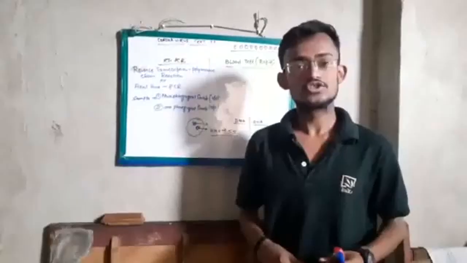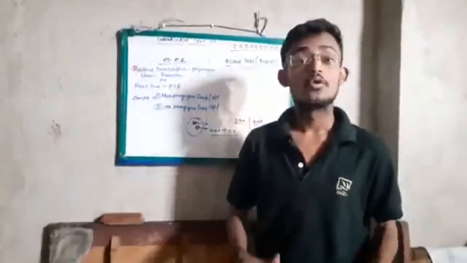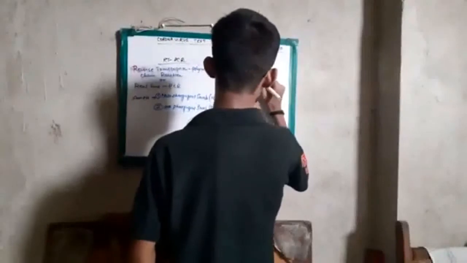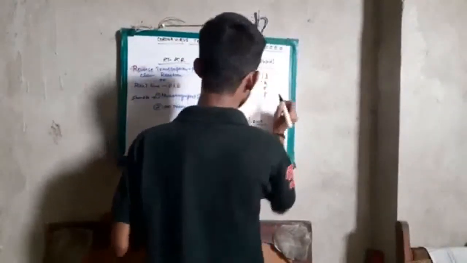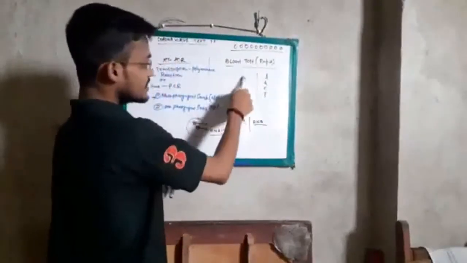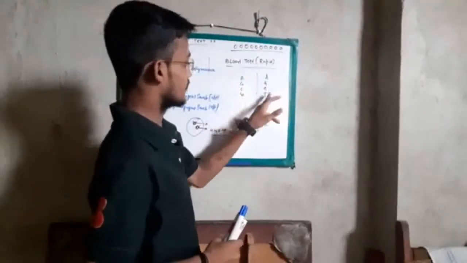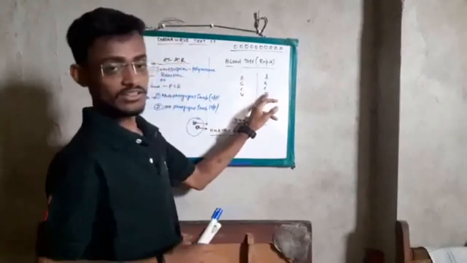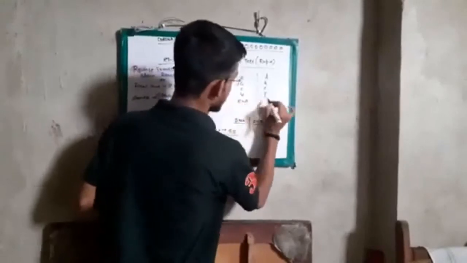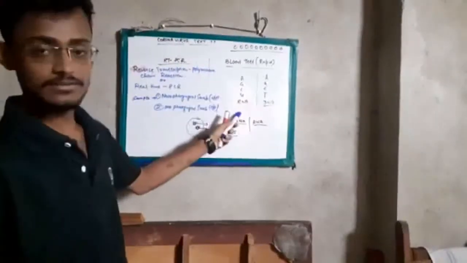So what is the sequence? As you all know, DNA and RNA both have a sequence. So what are the sequences? The bases are A, G, C, U for RNA and A, G, C, T for DNA. A means adenine, G means guanine, C means cytosine, U means uracil. And there is a T called thymine. This is for RNA, this is for DNA. DNA has this sequence, RNA has this sequence.